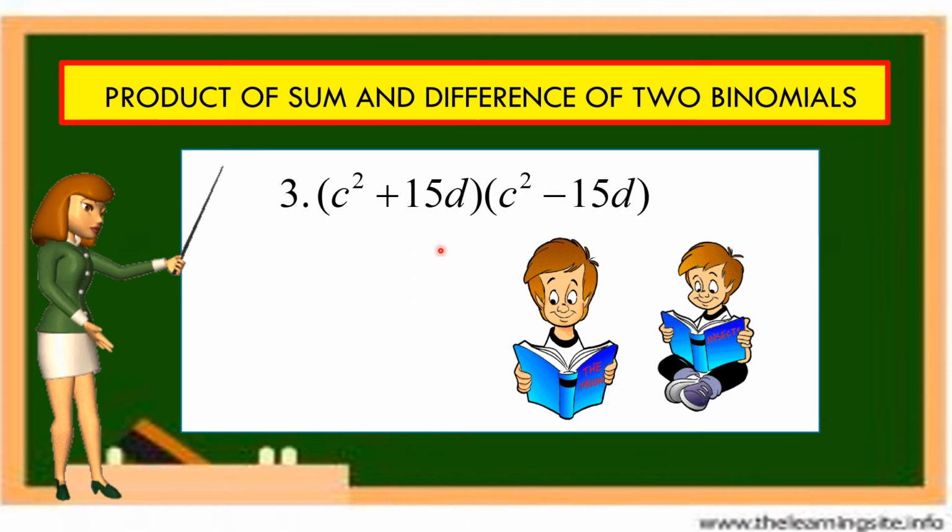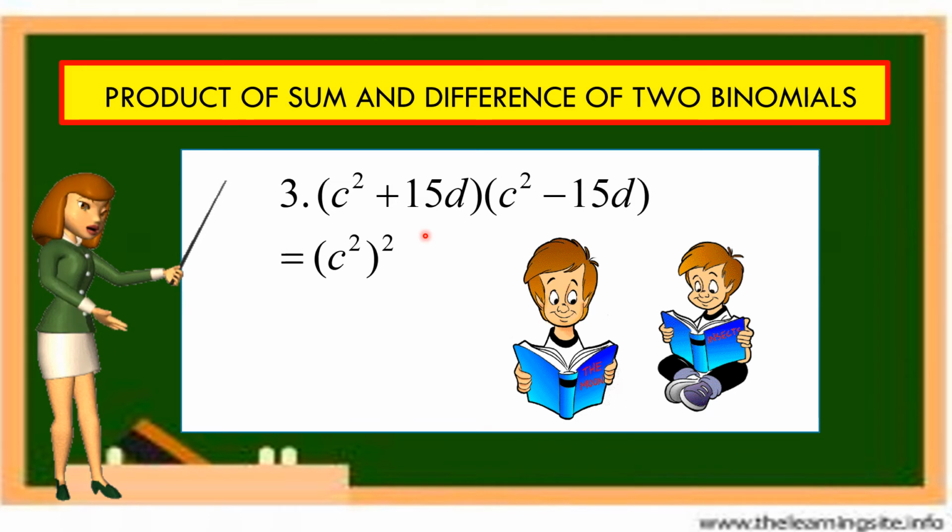We are in problem number 3. We have the quantity of c squared plus 15d times the quantity of c squared minus 15d. The first one is sum, the second one is difference. So, the step is to square the first term. What is the first term? That is c squared quantity squared minus the square of the second term, that is 15d quantity squared.